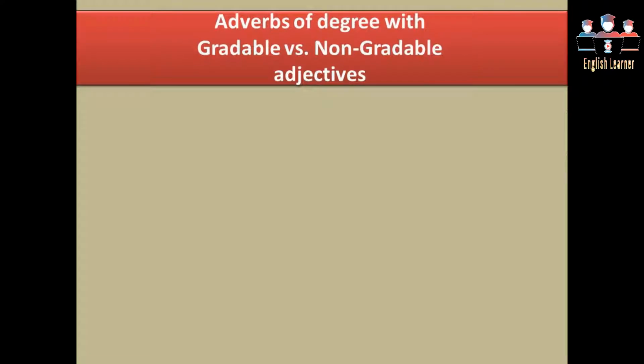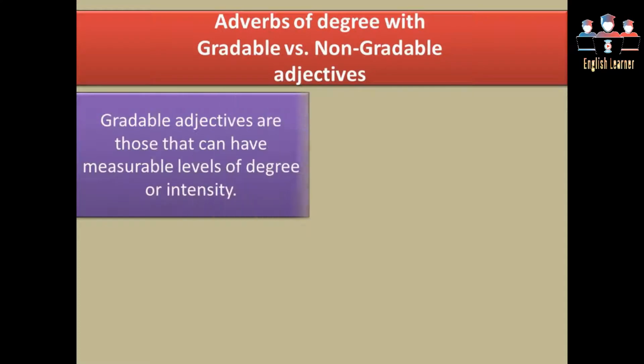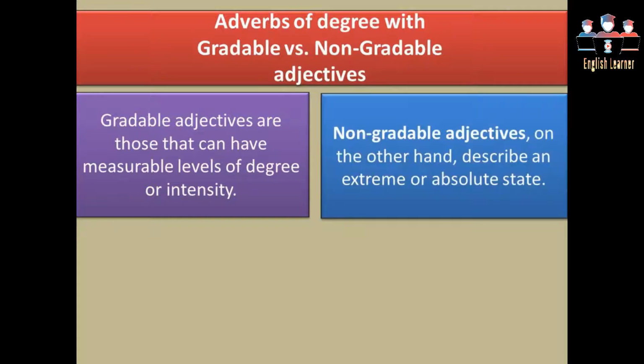Next we are going to deal with adverbs of degree with gradable versus non-gradable adjectives. Let's look at what is meant by gradable and non-gradable adjectives. Gradable adjectives are those that can have measurable levels of degree or intensity. It means if we can measure the level of degree of an adjective, then it is called gradable. Next is non-gradable adjectives. Non-gradable adjectives, on the other hand, describe an extreme or absolute state. Everything is pretty clear, that is either extreme or an absolute state. Let's see each example.